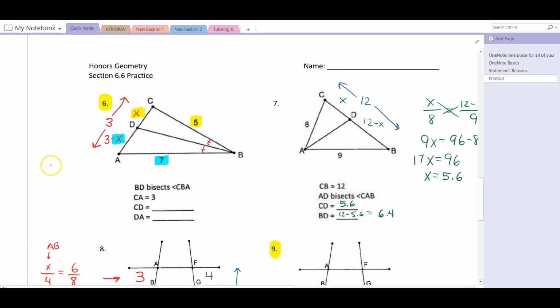This now allows me to set up my proportions. I would do 3 minus x over 7 equals x over 5. Now I can cross multiply and solve this. I get 15 minus 5x. We're going to add 5x to the other side, and that gives me 12x equals 15. We are going to get a decimal for this. 15 divided by 12 gives me 1.25. That's CD, so I'm going to call that 1.25. To find DA, you simply take 3 minus 1.25, and that gives me 1.75 for number 6.